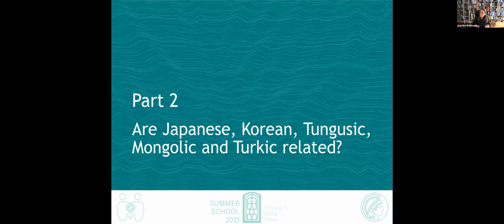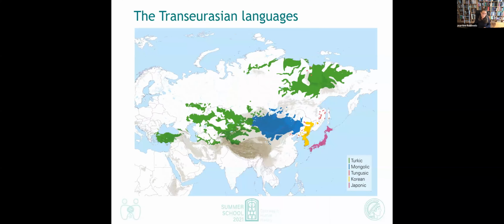We can now try to apply these tools on the Trans-Eurasian case. And that brings us to part 2, how to show that Japanese, Korean, Tungusic, Mongolic, and Turkic are related. We use this term, the Trans-Eurasian Languages, in reference to this large group of geographically adjacent languages, reaching from the Pacific in the east to the Baltic, the Mediterranean, and the Black Sea in the west, and including up to 5 different uncontroversial linguistic families.